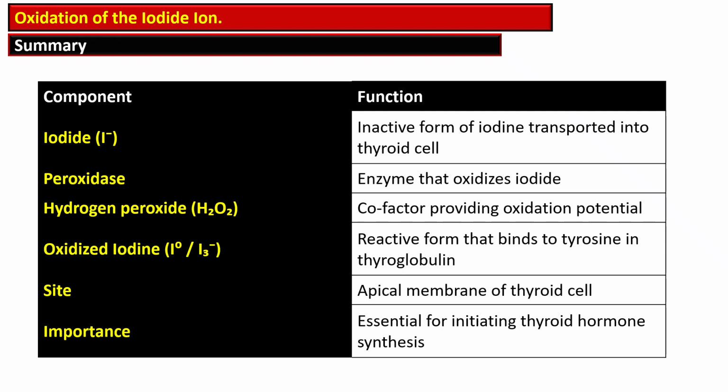So this is the summary of these steps. Iodide is the inactive form of iodine transported into the thyroid cell, and then the enzyme peroxidase catalyzes the oxidation of iodide, and hydrogen peroxide is a cofactor providing the oxidation potential. The oxidized iodine, or nascent iodine or triiodide, binds to tyrosine in the thyroglobulin at the apical membrane of the thyroid cell, and this is a critical step in the formation of thyroxine and triiodothyronine.